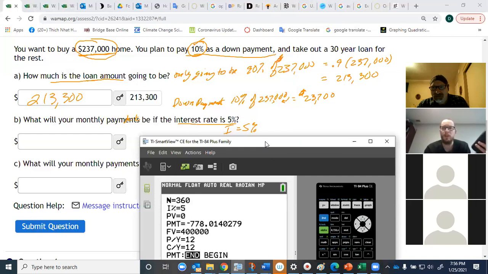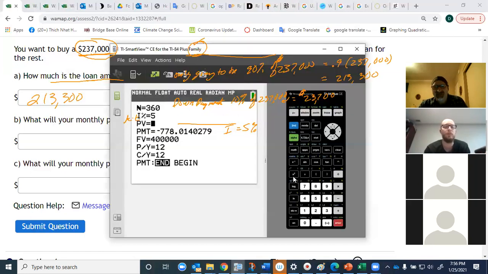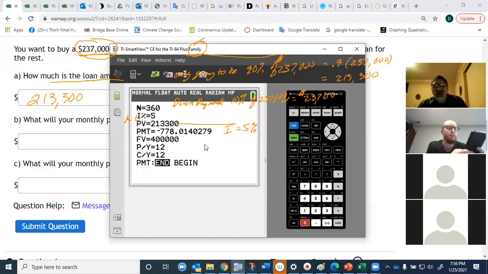Remember this? Is that the 237,000? Or, oh, sorry, the 213,300. That's the 213 now. Now you're making a payment. You're trying to get rid of this. We owe 213,000 and we want the future value to be what? 0, right? So now we go up to the payment and we hit alpha solve, and it tells us that's going to cost us $1,145.